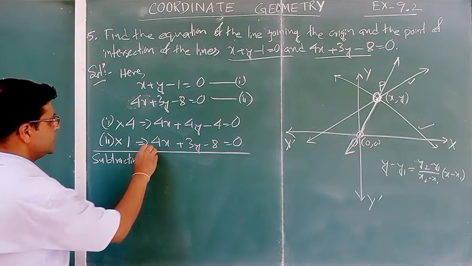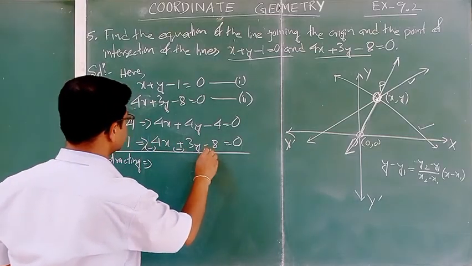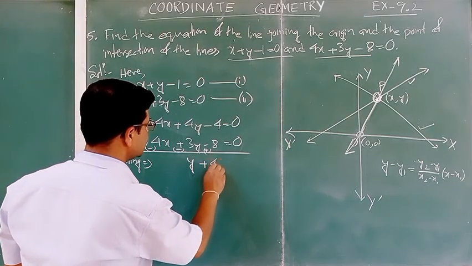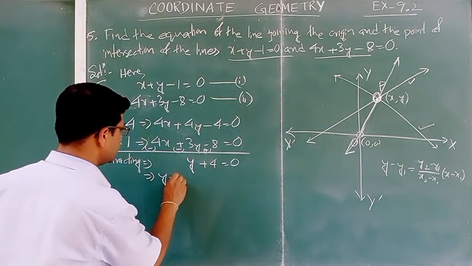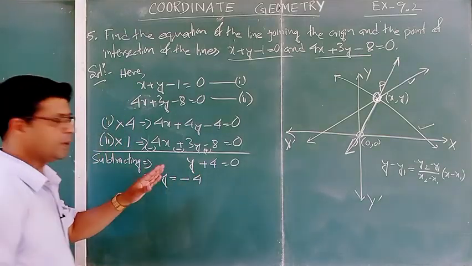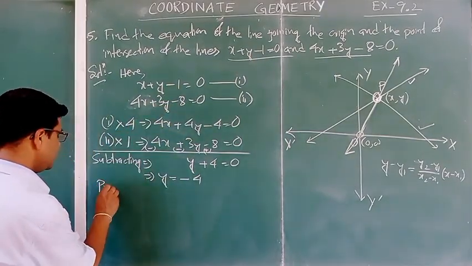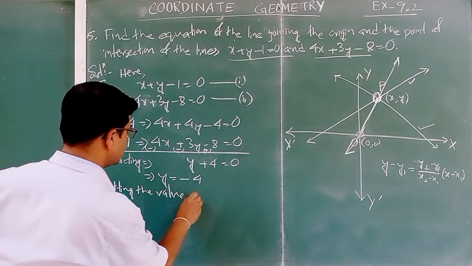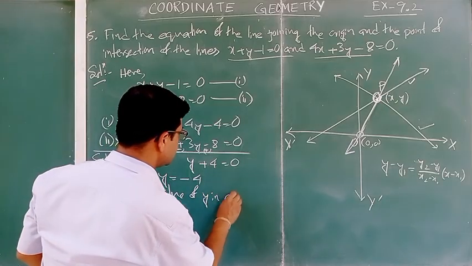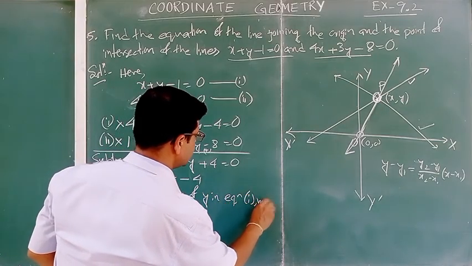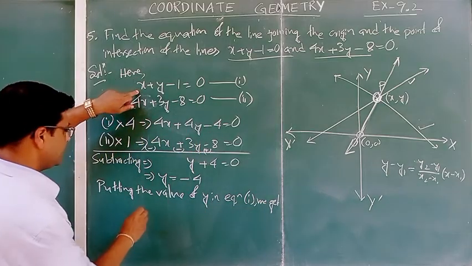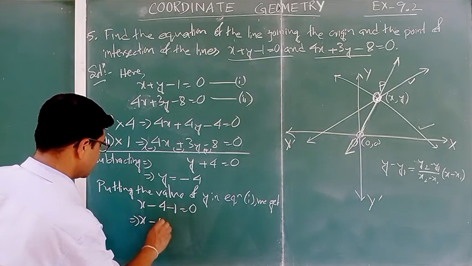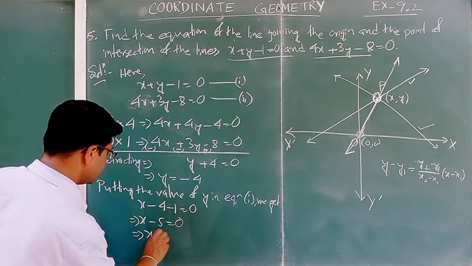If we subtract, the signs get changed. 4x cancels. We get y plus 4 equal to 0. So we obtain that y is equal to minus 4. Now let us put the value of y in any of the equations. Putting the value of y in equation 1, we get x minus 4 minus 1 equal to 0. So x minus 5 is equal to 0, x is equal to 5.